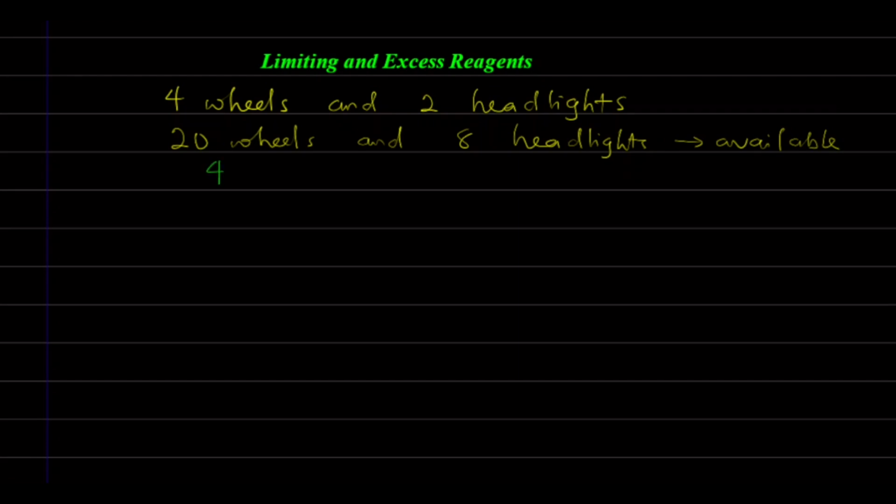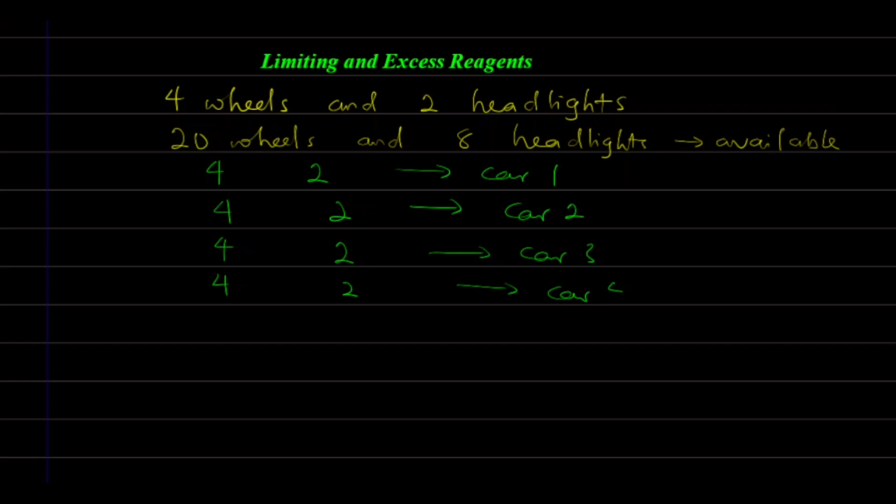4 wheels, 2 headlights will produce the first car. 4 wheels, 2 headlights will produce the next car. 4 wheels, 2 headlights will produce the third car. 4 wheels, 2 headlights will produce the fourth car. Then we'll be left with 4 wheels.